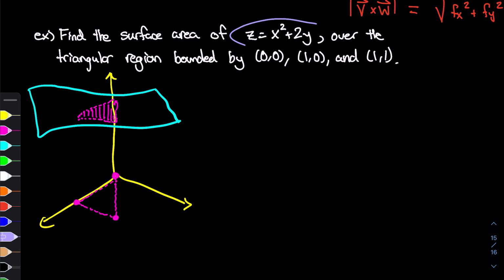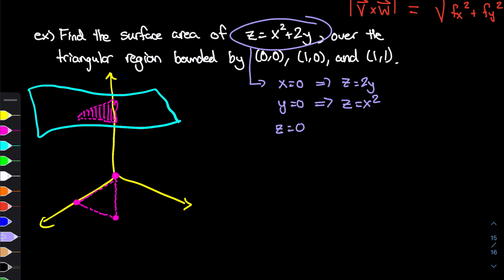This is a good exercise in doing traces. So you can let x equal 0. That gives us z is equal to 2y. If you do y is equal to 0, this gives us a parabola, z equals x squared. And if you do z is equal to 0, this is going to give us the cut of y is equal to, with a little rearranging, negative x squared over 2. So we're looking at two parabolas on one side, and then we're looking at lines on the other. So I believe this is going to be kind of like a parabolic cylinder of sorts.